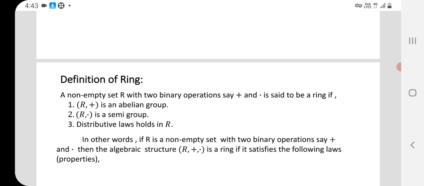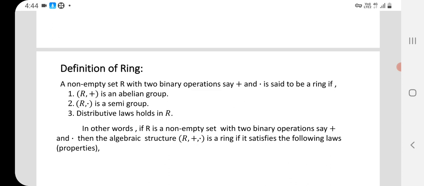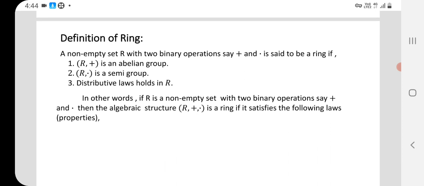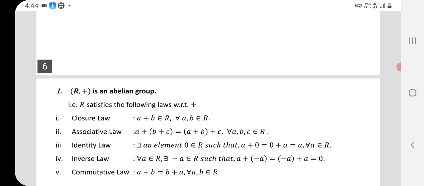The first condition is R under addition is an abelian group. The second one, R under multiplication is a semigroup. Condition number 3, distributive laws hold in R. In other words, if R is a non-empty set with two binary operations, say addition and dot multiplication, then the algebraic structure (R, +, ·) is a ring if it satisfies the following laws or properties.